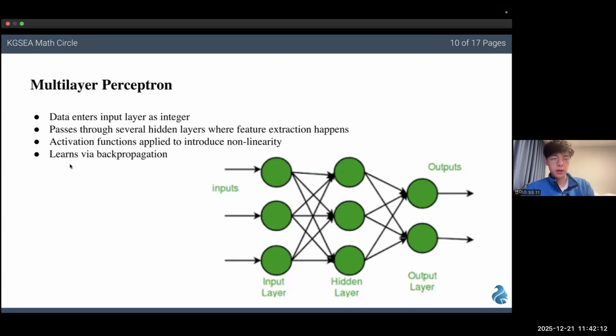And it learns via a process called backpropagation. So it'll try and minimize the loss by testing it. I won't get into specifics because that's not really needed for what we're covering today.